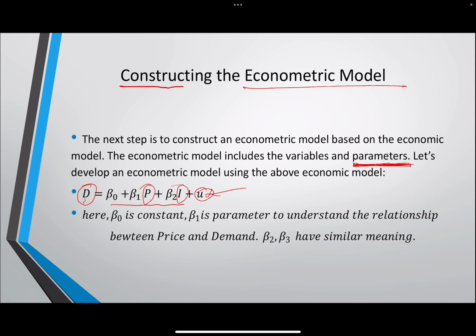So while constructing the econometric model, we included beta 1, beta 2 and beta 0. That means beta 1 will explain the relationship between price and demand, and beta 2 will be useful to estimate the relationship between income and demand. Beta 0 will be the constant, and the effect of other factors can be captured by beta 0. That is why this is called an econometric model, developed from the previously mentioned economic model.